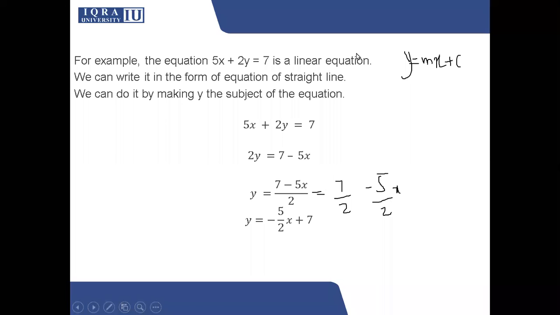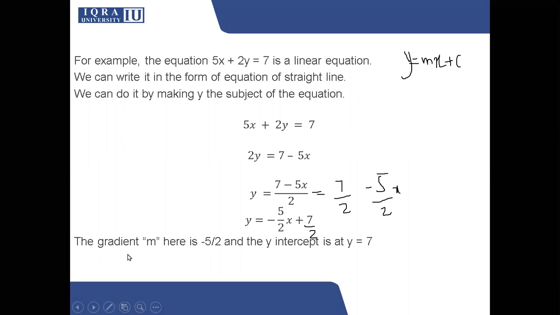This is 7 by 2, okay? So this now is in this form, right? y equals minus 5 by 2 x plus 7 by 2 is the same as y equals mx plus c. Here my gradient m is minus 5 by 2 and the y-intercept is 7 by 2, okay? So we had this equation and now we have it as y equals minus 5 by 2 x plus 7 by 2. They're both the same thing, but it's just a different way of writing.